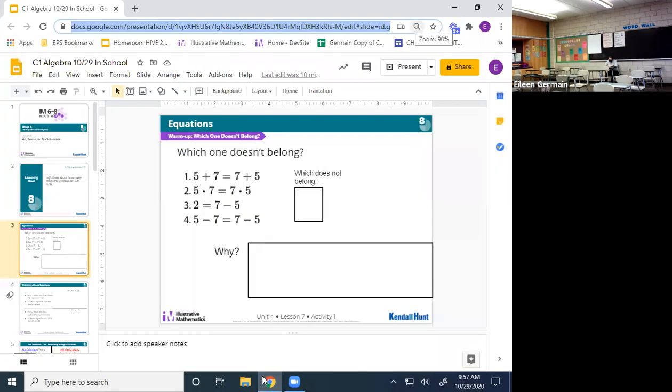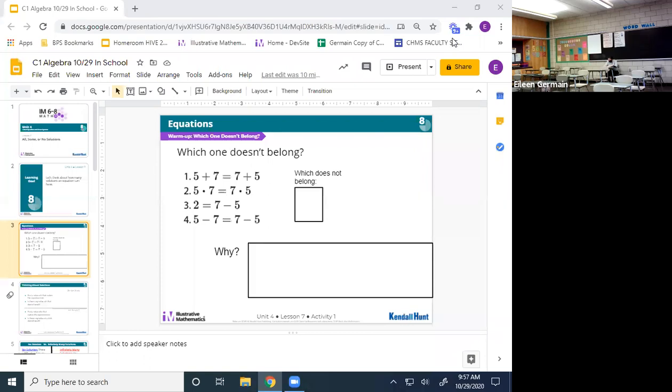Wonderful. We're going to come back together right now. Let me pull up the chat. Okay. So let's see what people think. Some friends at home. Gabe said number 4 doesn't belong, and he said the left would be -2 if you were to solve it, and the right would be +2. Okay, good, nice answer there.